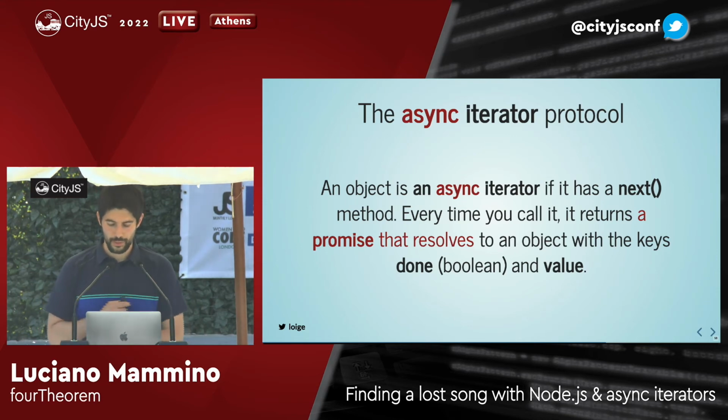For iterators, it's basically an object that always has a next method, but this time it returns a promise, and that promise needs to resolve to a done and value type of object. So it's literally the same thing. The only difference is that this time we are returning a promise, and that promise encapsulates all the asynchronous operation that eventually returns the data in the same shape as the synchronous version.